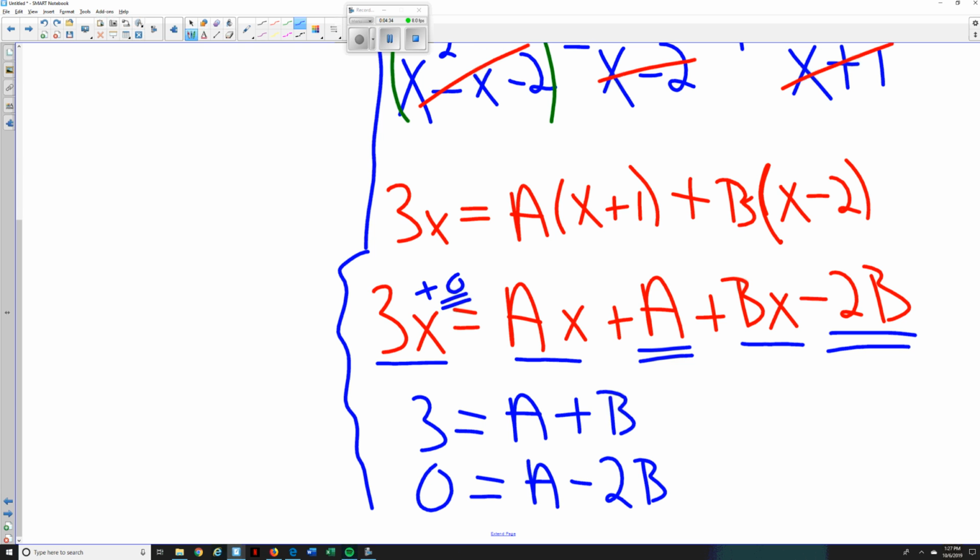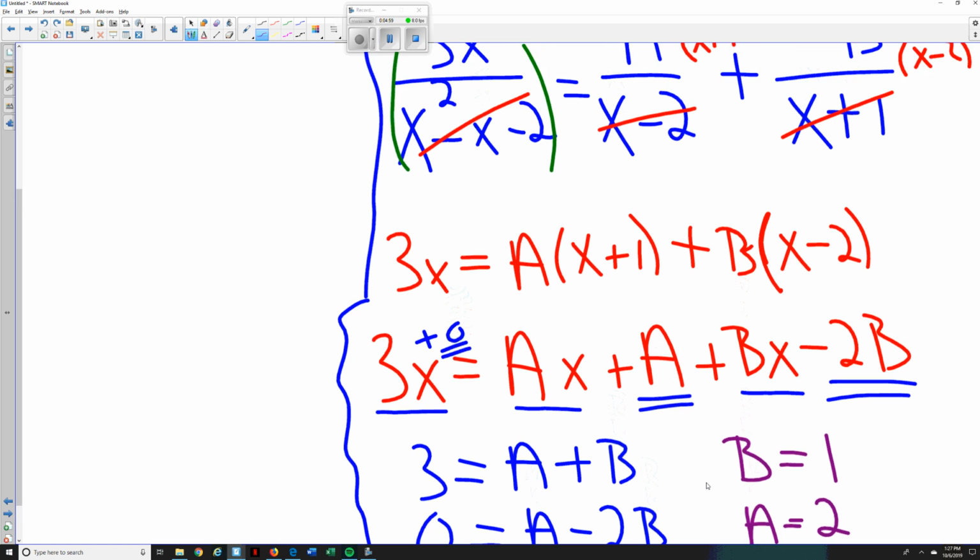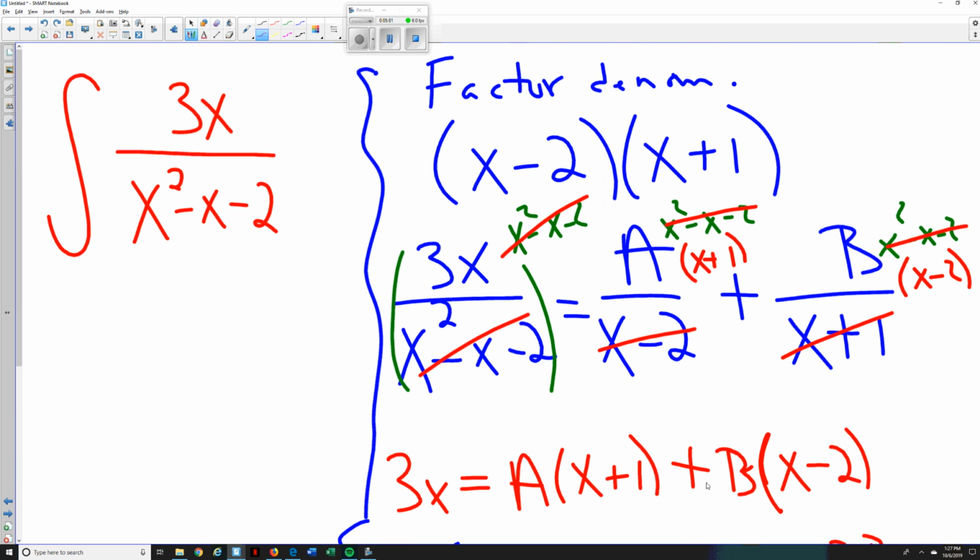Okay, and if we solve that, then I think it's fairly obvious to you that b equals 1 and a equals 2. And if it's not, then please pause the video and work this out for yourself, but in order to save some time, we're just going to go right to our answers. b equals 1, a equals 2. So when we go back to the top here, b equals 1, a equals 2.